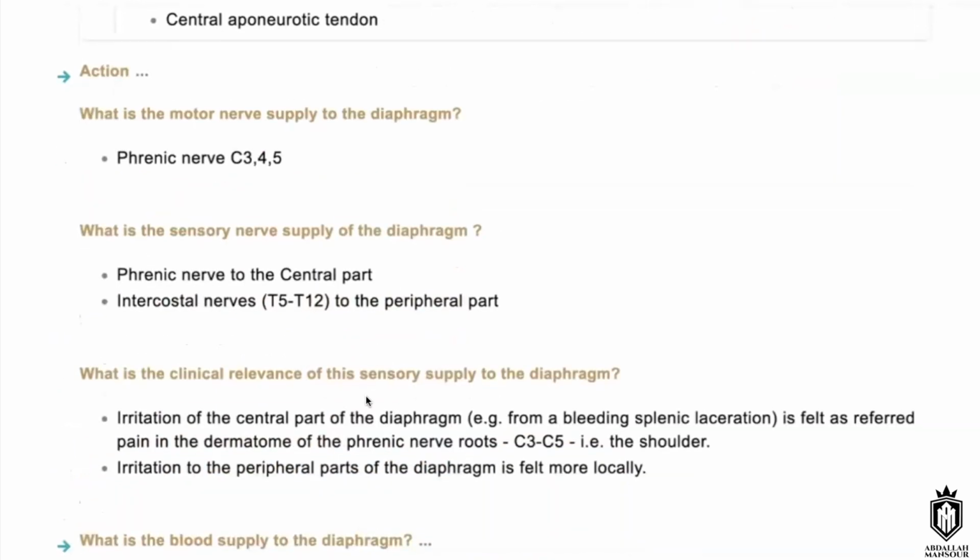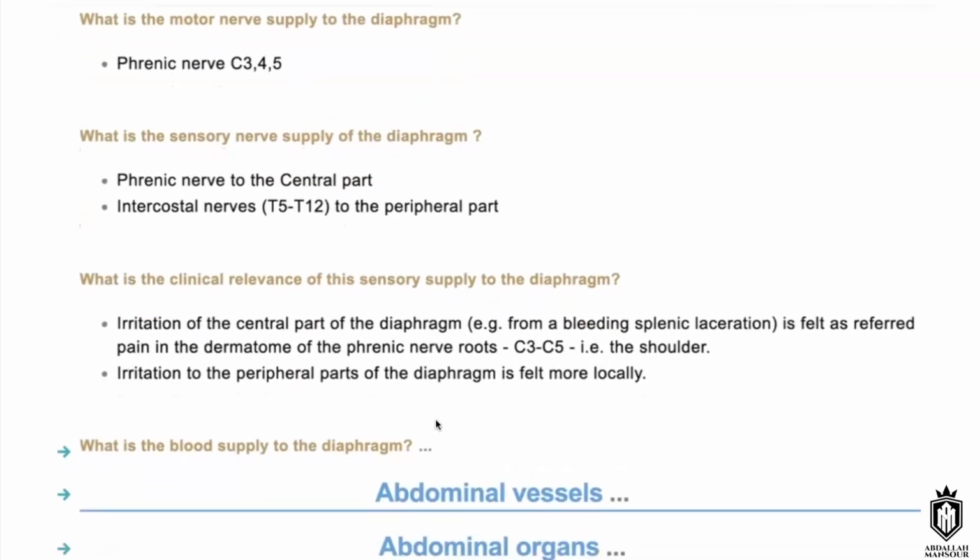So basically, like I said, irritation to the central part of the diaphragm, the pain will be referred to the shoulder, but irritation to the peripheral part, the pain will be a little bit more localized rather than referred pain. Okay. Fine. What's the blood supply of the diaphragm then? It's a superior and inferior phrenic artery, that is the branch of descending aorta, I mean. Then the musculophrenic branch from inferior phrenic artery.